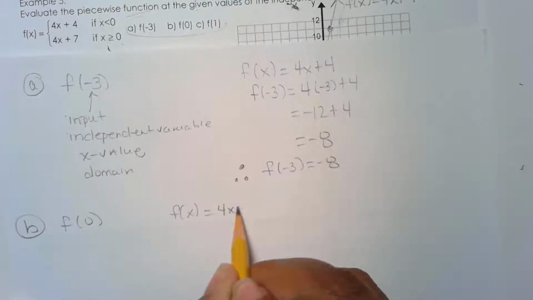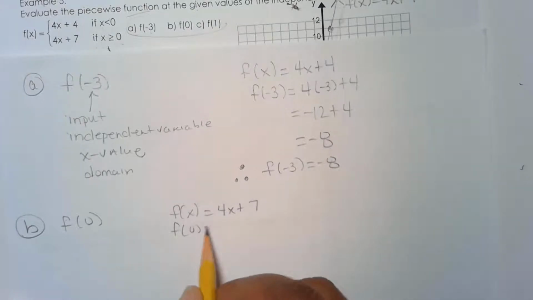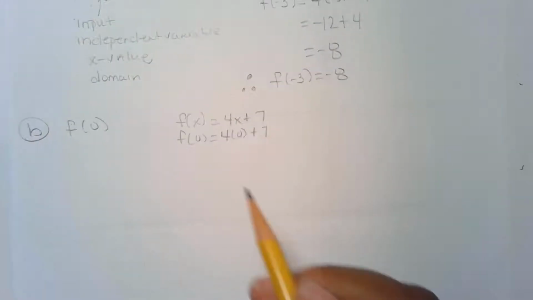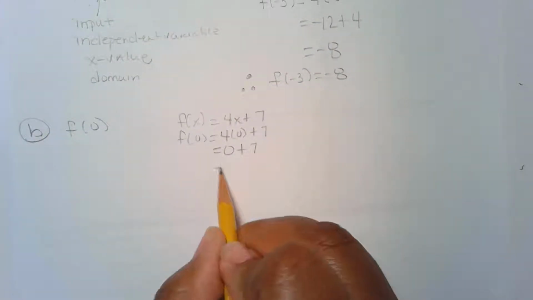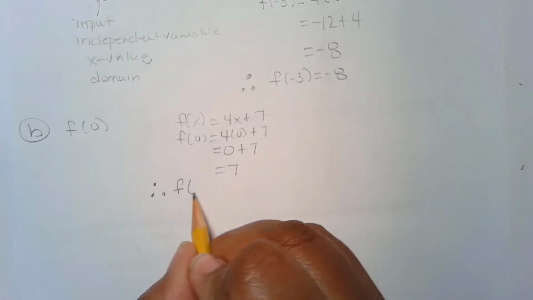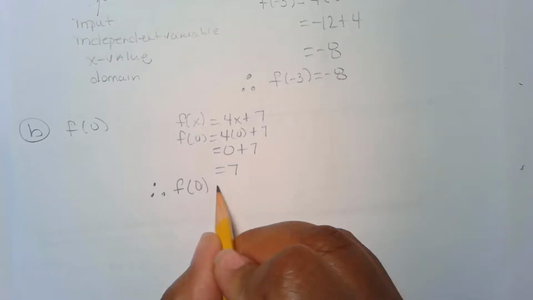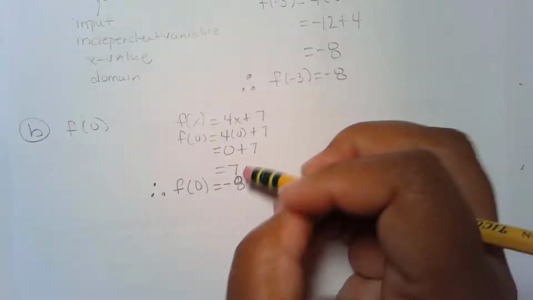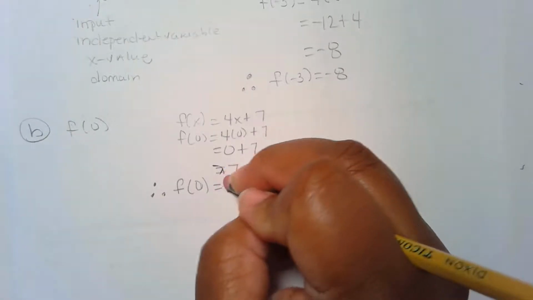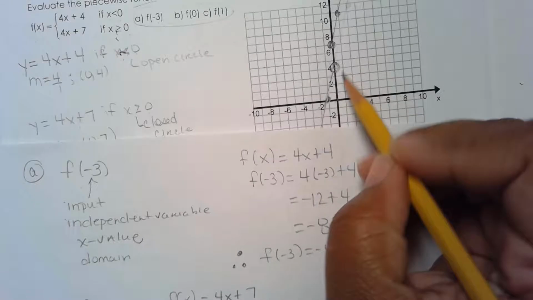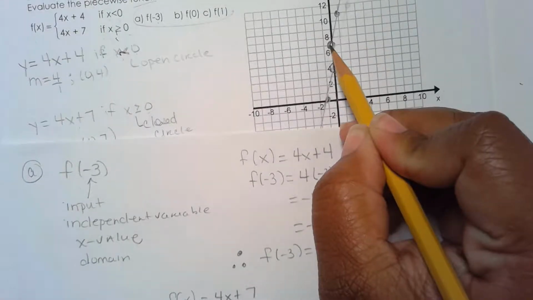For x, 4 times 0 plus 7. We have 0 plus 7, therefore it's 7. Our independent value is 0, and our dependent is 7. Here we go. Okay, so you can even check. At 0, here is your 7.